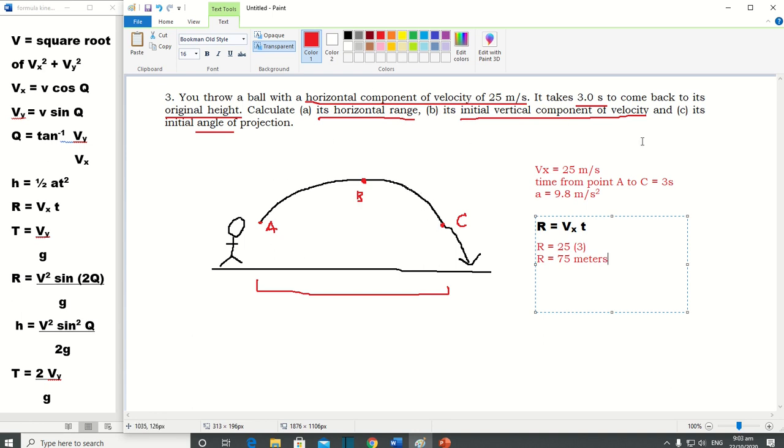Second question, the vertical component of velocity. We are asked to find v sub y. What is the formula for v sub y? V sub y is equal to v times sine theta. But the problem is we don't have the given velocity, and at the same time we are also asked to find the angle. So we can't use this. We have to find another way to solve for our v sub y.